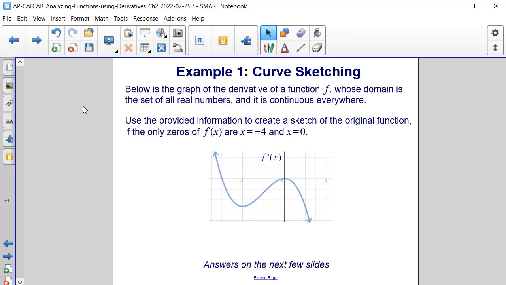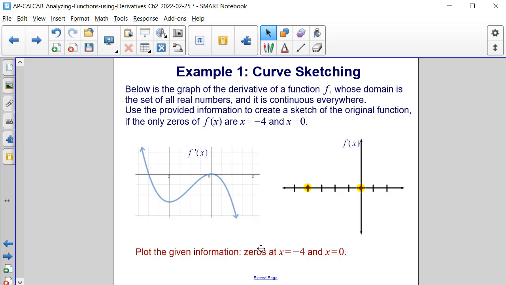Let's try an example with curve sketching. Below is the graph of the derivative of a function f, whose domain is the set of all real numbers and it is continuous everywhere. Use the provided information to create a sketch of the original function if the only zeros of f are x equals -4 and x equals 0.